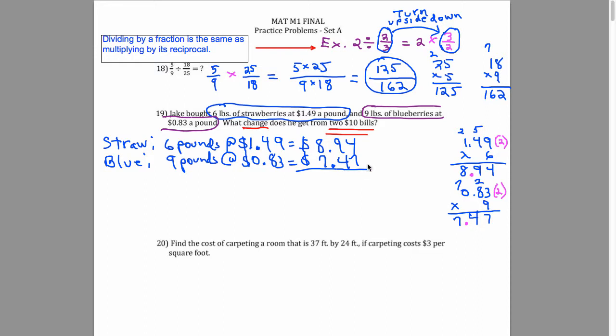So we now know how much he spent in total by adding the cost of the strawberries to the cost of the blueberries. So 4 and 7 is 11, carry 1. 9 and 1 is 10, and 1 is 11. Carry 1. 1 and 8 is 9, and 7 is 16. So the total cost is $16.41 total cost. Remember, when you add or subtract decimal numbers, you must align the decimal points.